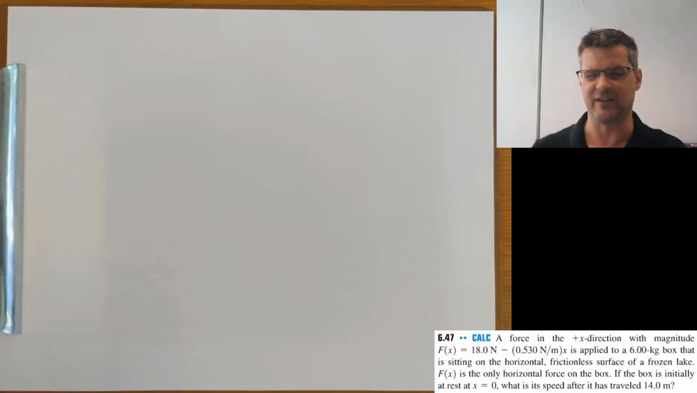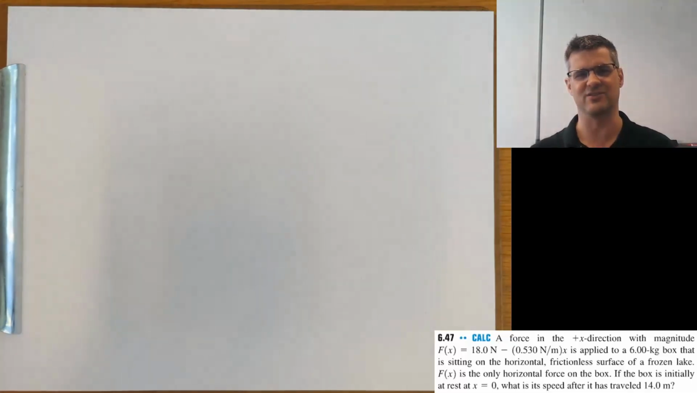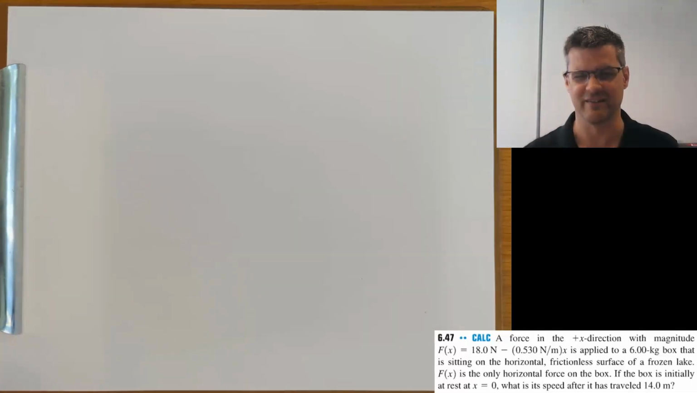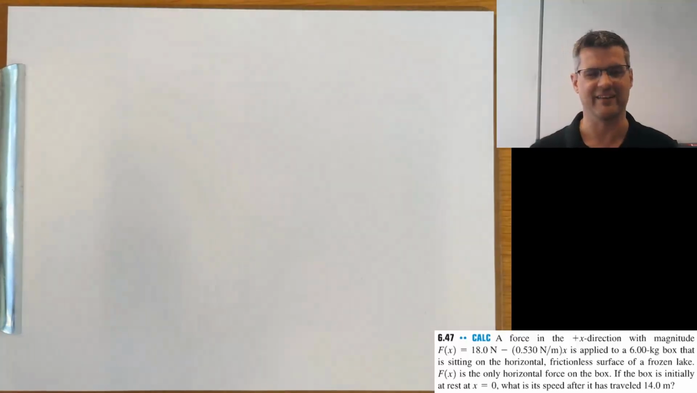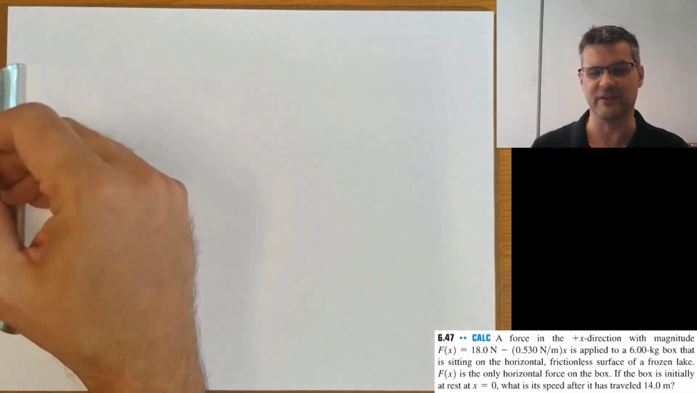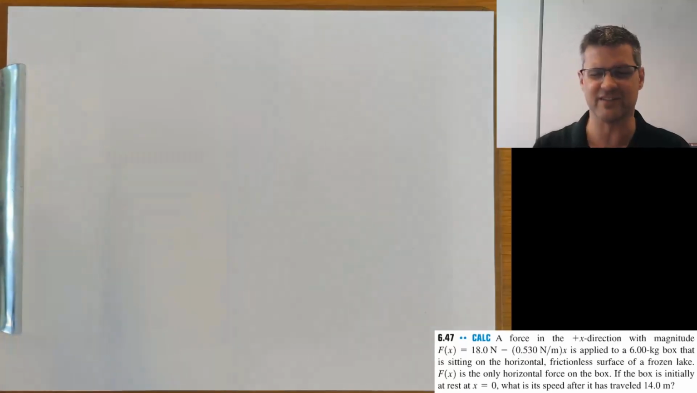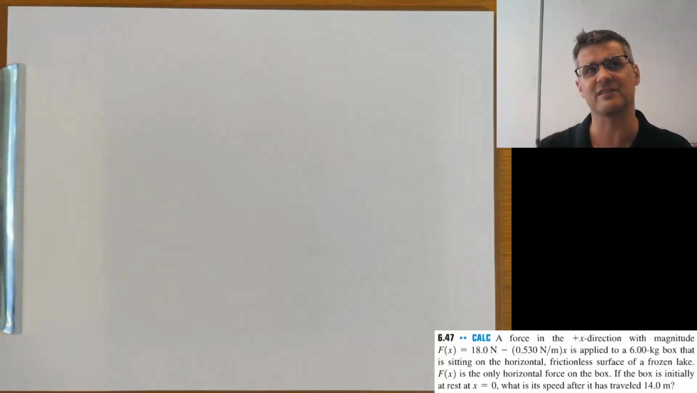One thing that often happens in problems like this is they're giving you all of these numbers. Like this 18 newtons minus 0.53 newtons per meter times x. Well, 18 newtons is just some number. It's a constant. This 0.53 newtons per meter, that's just some constant. It's just a number. The mass is just the mass. It's being applied over some distance we could call d if we wanted to. So there's a lot of constants that are coded into this that aren't specific to the details of solving a problem like this.